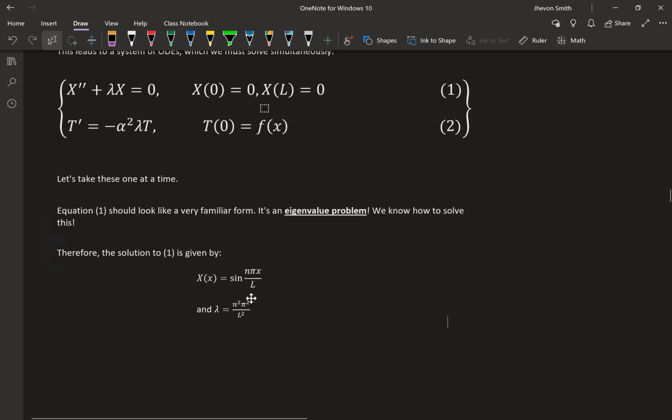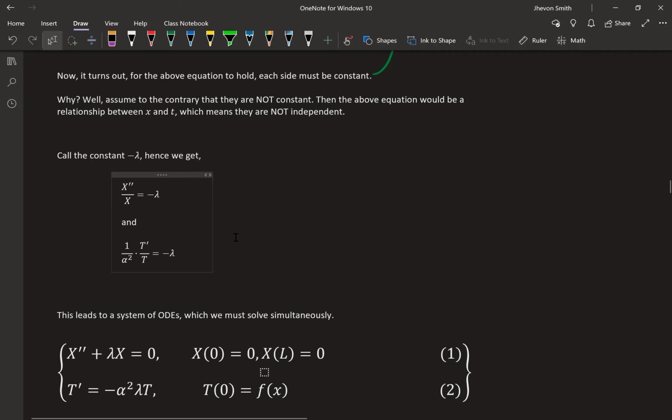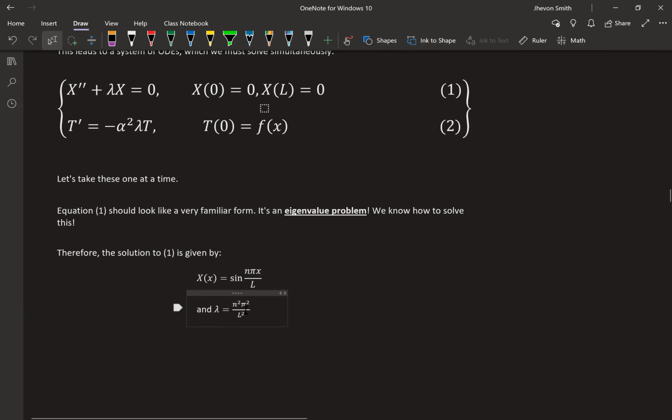The big X must be a sine function. In fact, sine n pi x over L. And my lambda must have this form in order to solve that. So I can even know what this constant should be. It's going to be minus n squared pi squared over L squared for each integer n.